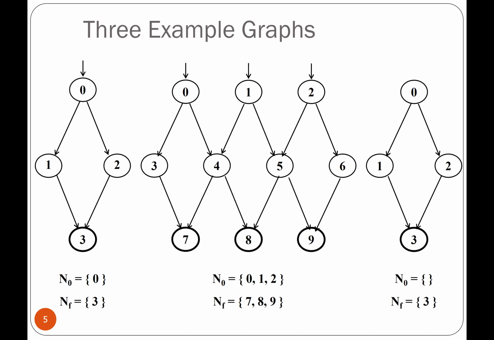Okay, so let me just repeat that slide. In this particular slide, we had a number of graphs. The first graph had an initial node and last node, that's okay. The second graph had a whole bunch of initial nodes, 0, 1, and 2, and it had 7, 8, and 9 as final nodes. So that makes it a valid graph. In the last graph, it had just a final node, but it didn't actually have an initial node. And so we call this not a valid graph.